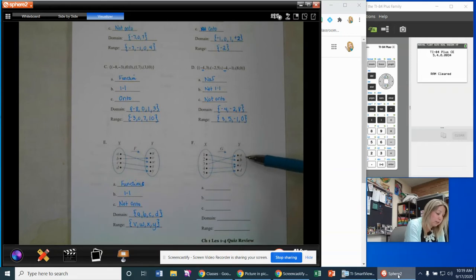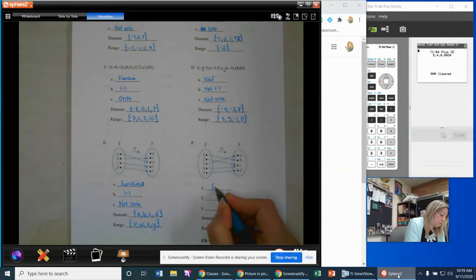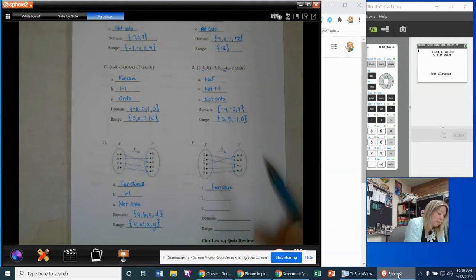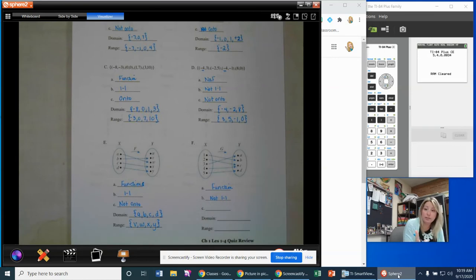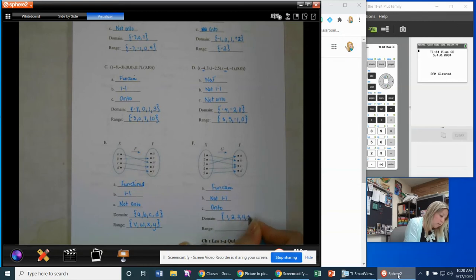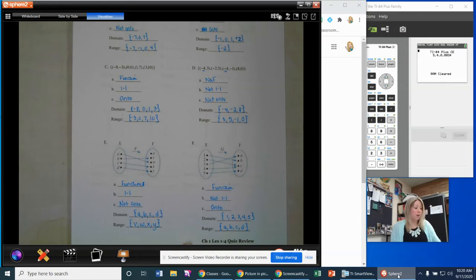Over here, however, if you look, this is a function. It is not 1 to 1, because you have a y value repeated, a c repeated, so this is not a 1 to 1 function. But you are using all of your listed range, so it is onto. So your domain is, of course, 1, 2, 3, 4, 5. And your range is A, B, C, D. There you go.